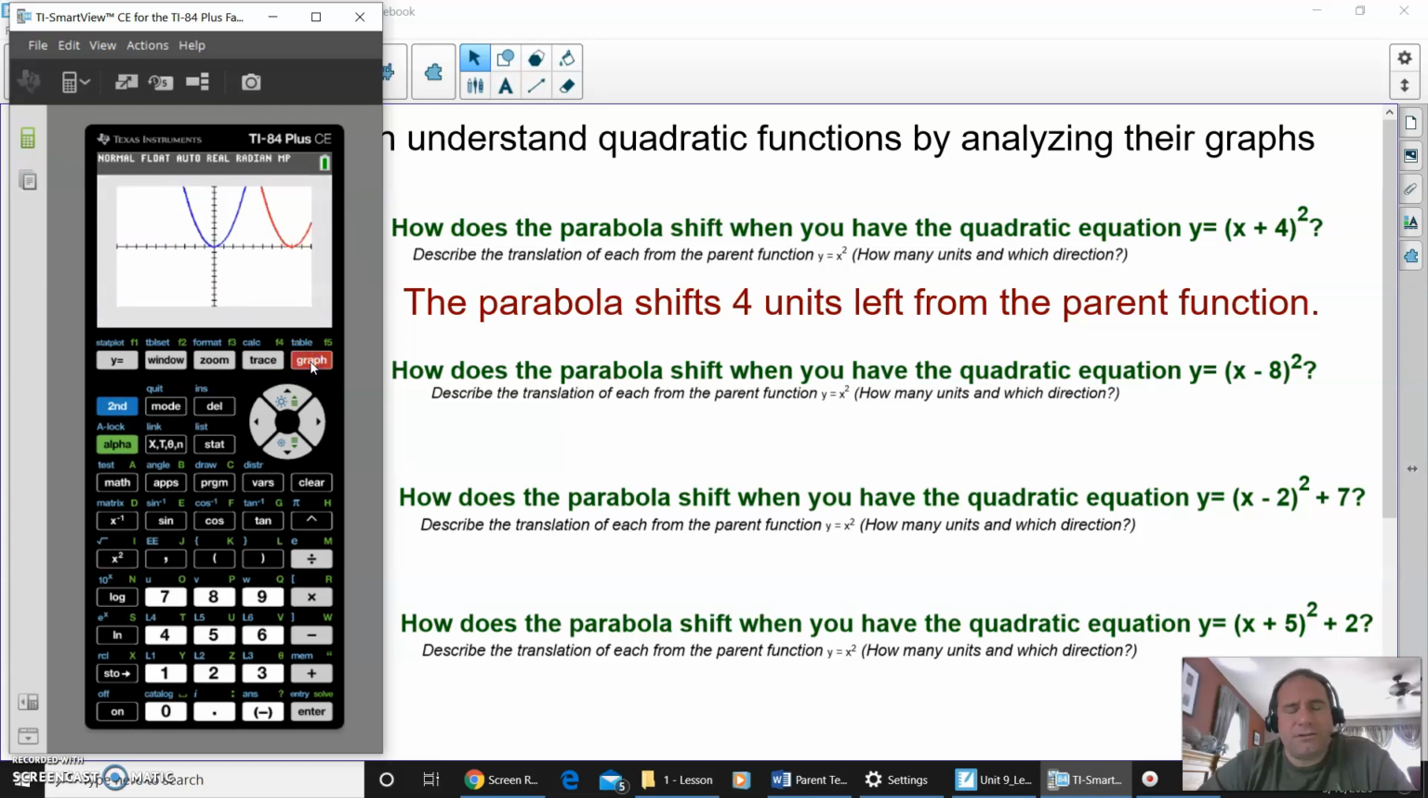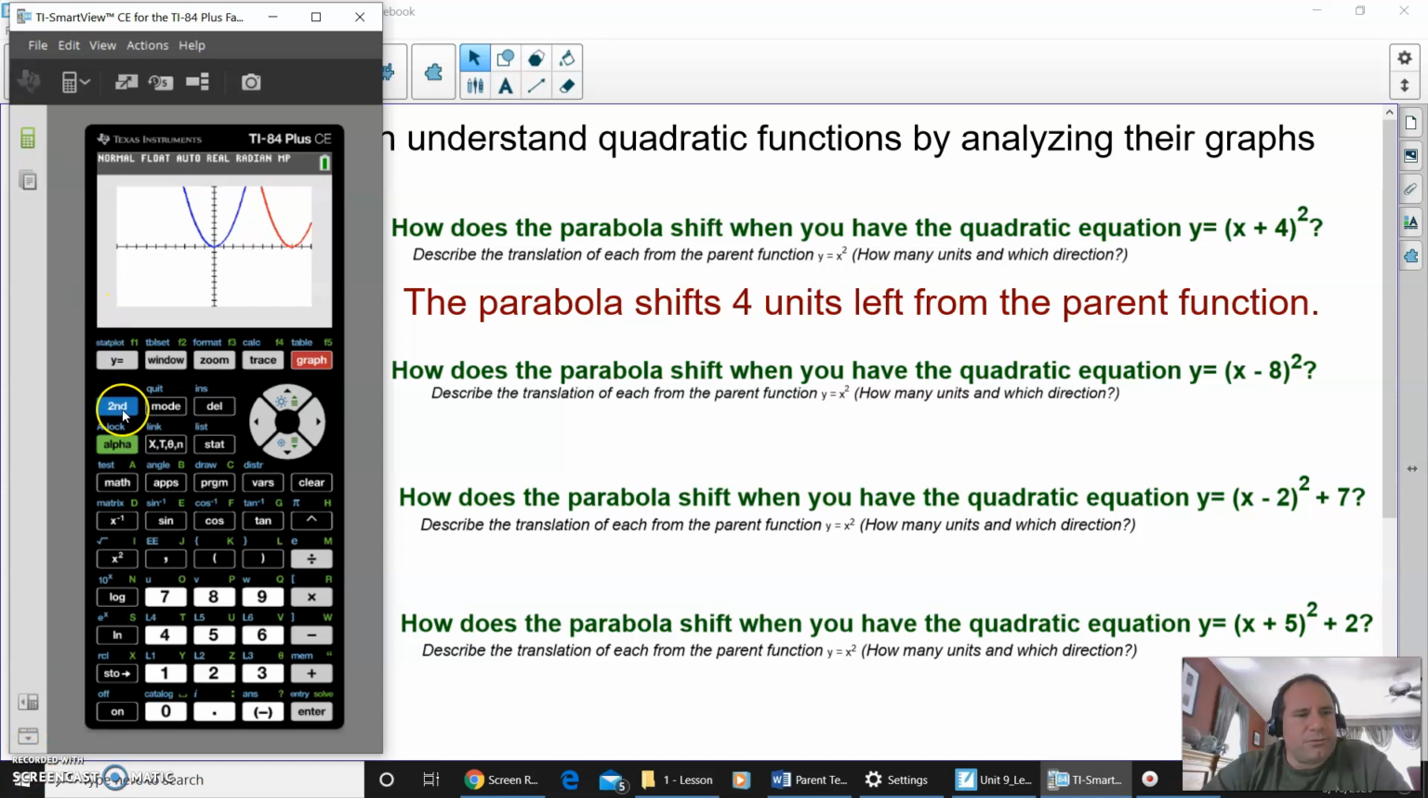And the first parabola that you see is the blue parabola, and that is the parent function. And then you see the red, which does shift 8 to the right. So that does shift 8 to the right. It's right there on your screen. All you have to know is how to use the calculator. That's all you have to know.